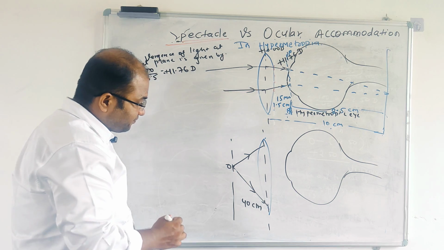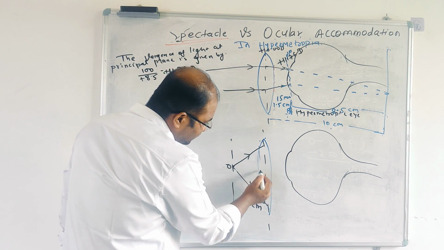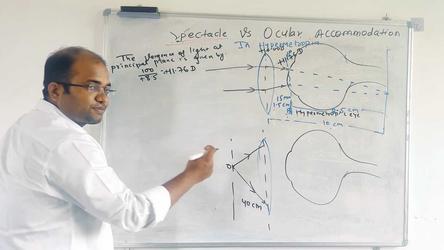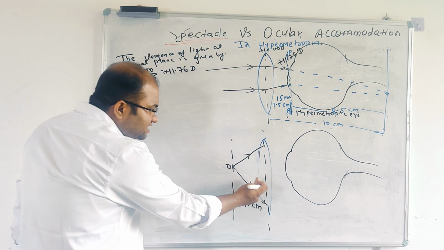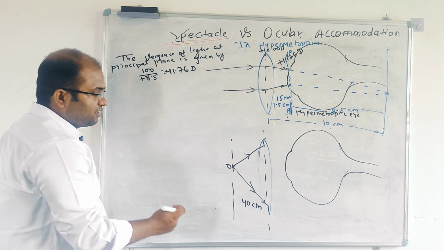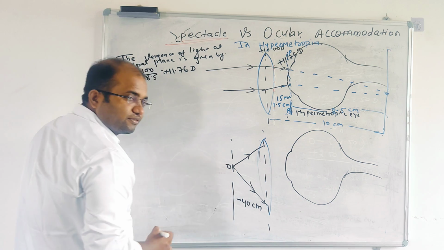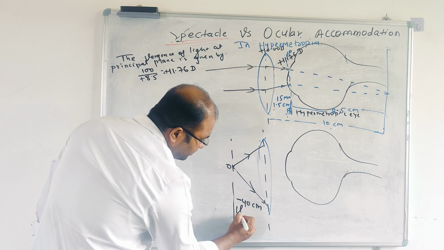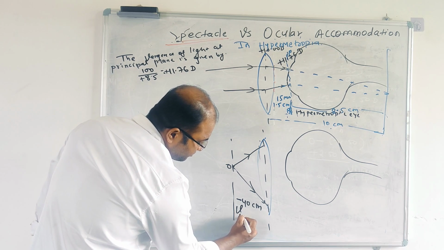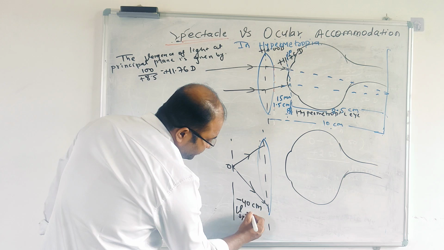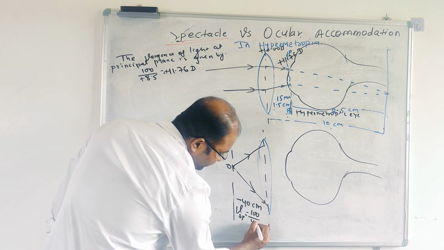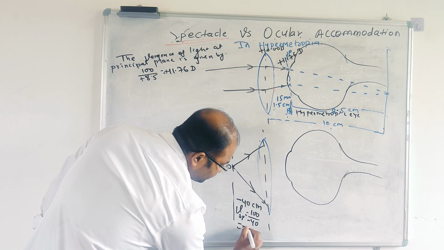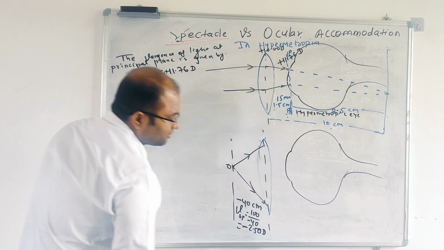What happens here is the divergence of light reaching this spectacle plane is just the reciprocal of this distance, and as this distance is toward the left side, it will be considered negative. The divergence at the spectacle plane, VSP, is how much? 100 by minus 40, so you will get minus 2.50 diopter.